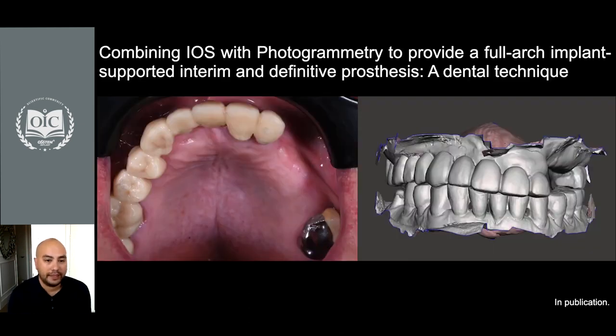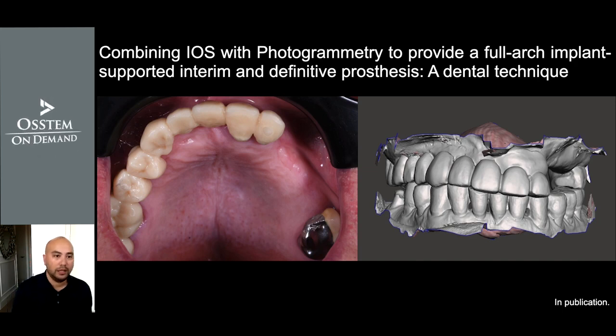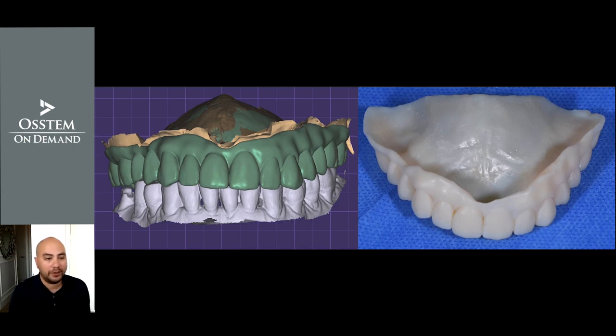Now I'd like to show you a step-by-step case which I've done and which is in publication. It is a combination of intraoral scanning with photogrammetry to provide a full arch implant-supported interim and definitive prosthesis. This is the preoperative situation. We use the intraoral scanner to scan the remaining dentition. Then we fabricate the prototype pickup denture.